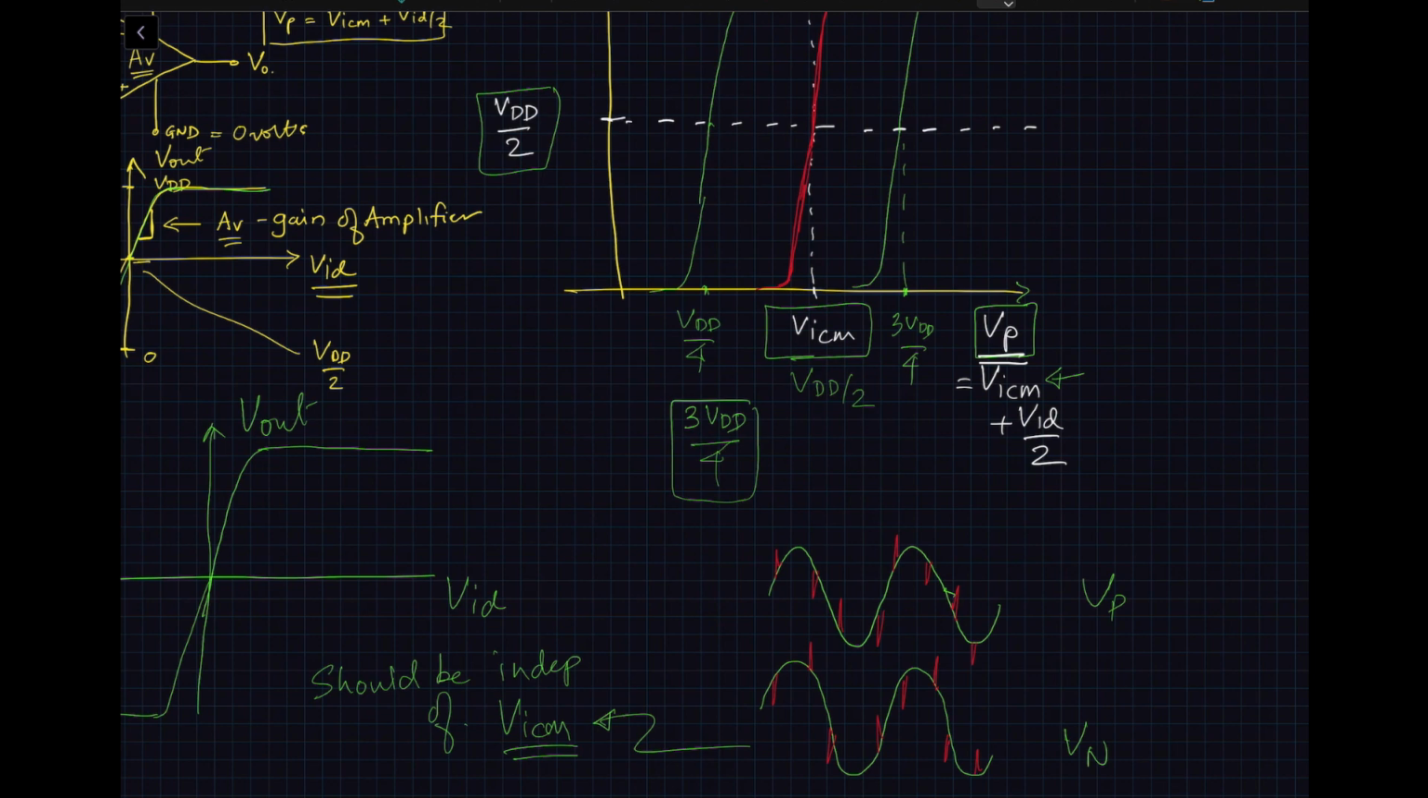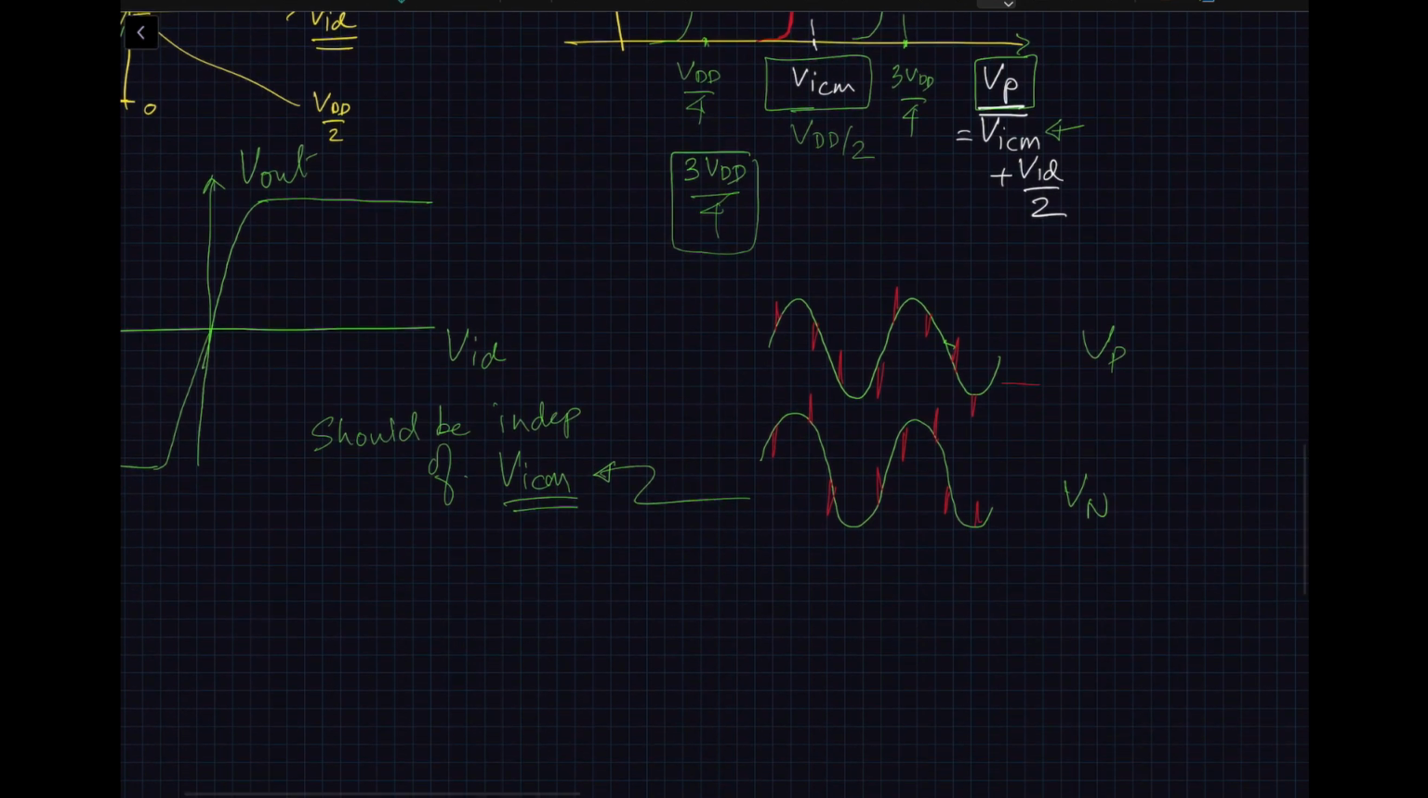Something like this. Okay, so as you can see, the common mode, the green part, is the same on VP and VN. However, the red part, which is what we are most interested in, is going in the opposite direction on VP and VN, and that's the signal we are trying to amplify.